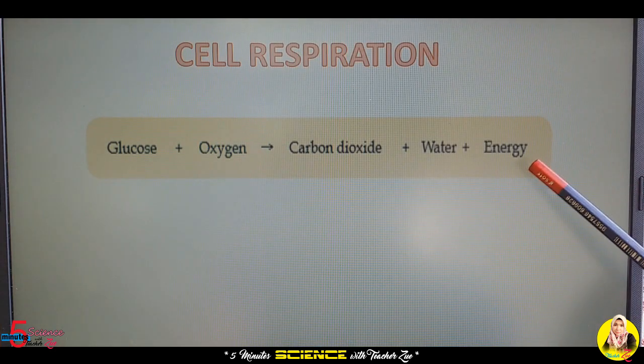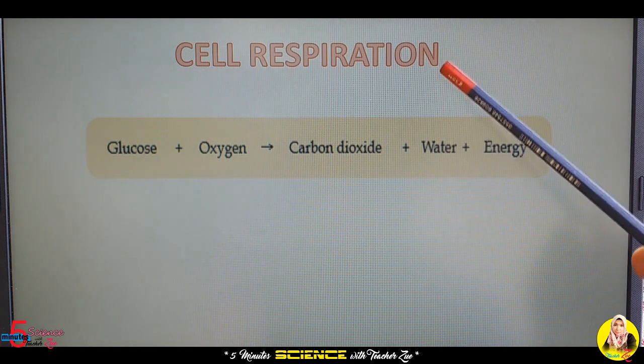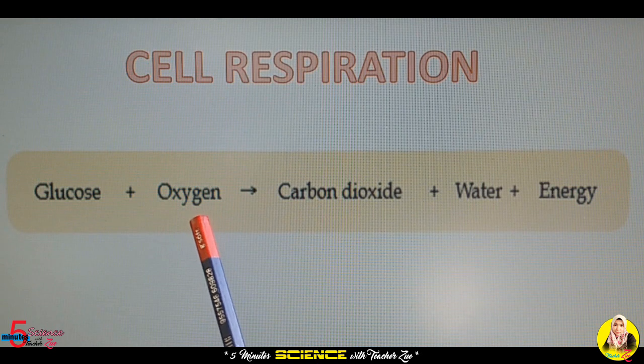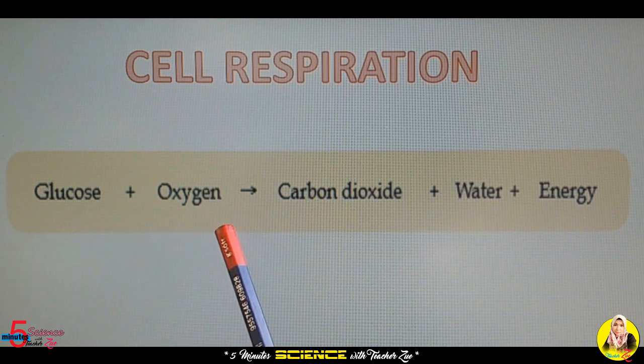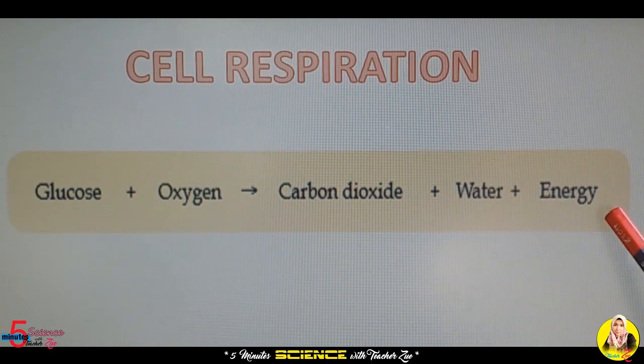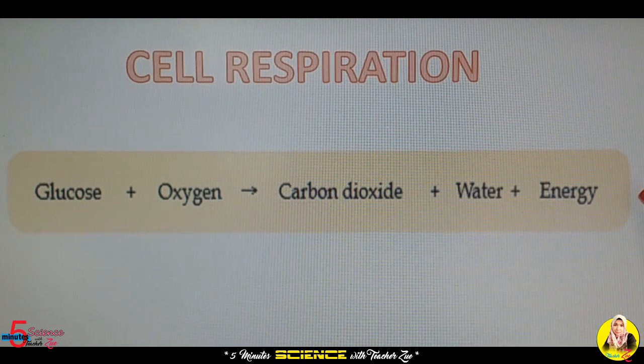This is the equation for cell respiration. Glucose combined or oxidized by oxygen produce carbon dioxide, water and energy. This energy we use for our daily life activities.